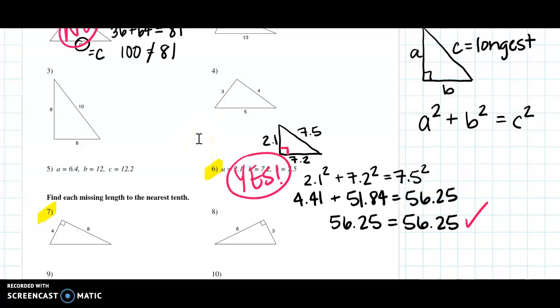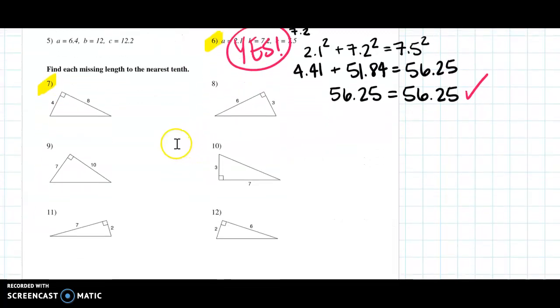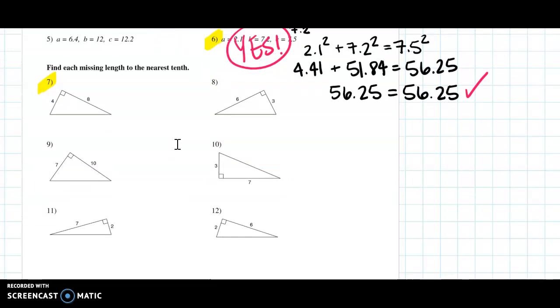Now I'm going to use the Pythagorean theorem to find some missing lengths. Let's look at question 7. Notice that our right angle is here in this corner. So that means 4 must be A, 8 must be B, and we're looking for the side length of C. We'll use the Pythagorean theorem, a squared plus b squared equals c squared. So let's figure out what 4 squared plus 8 squared is.